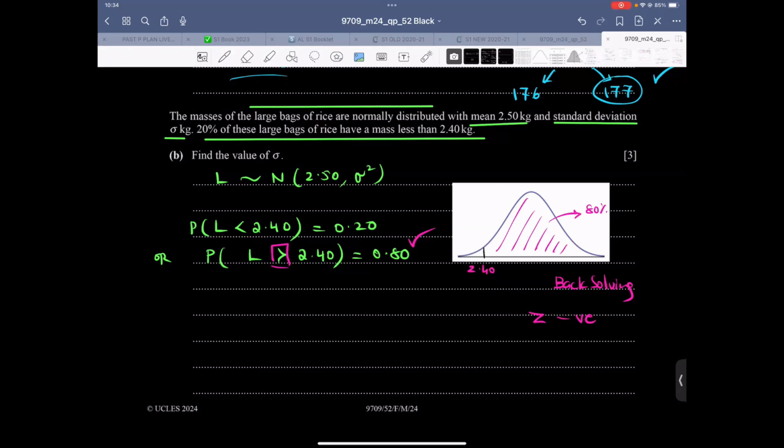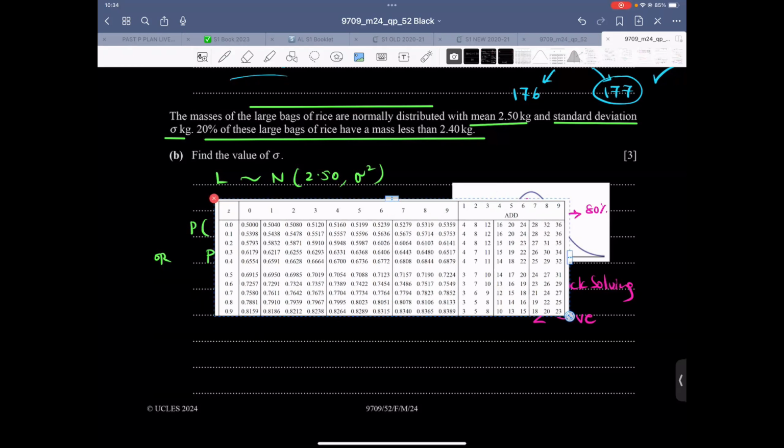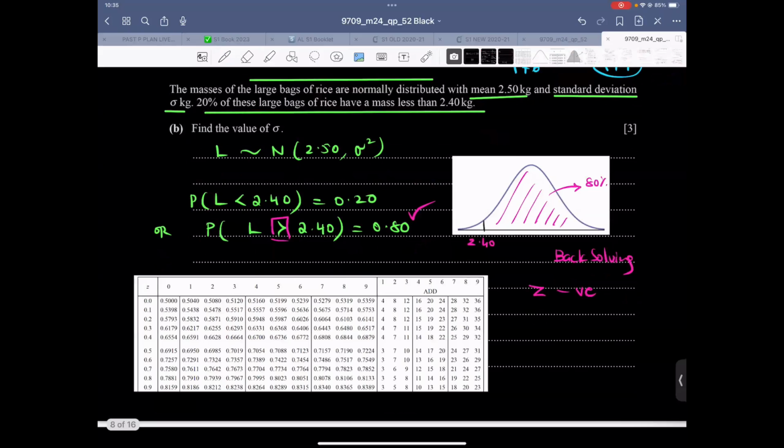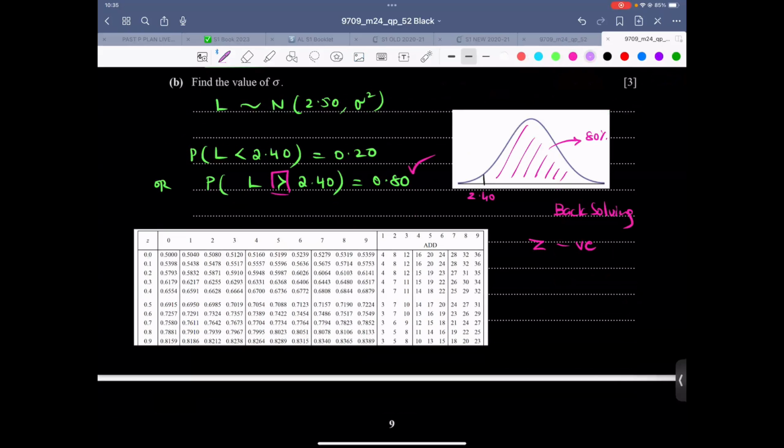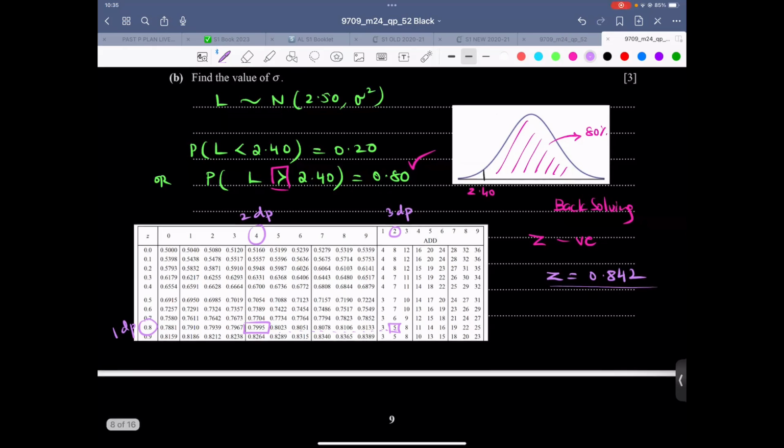So now let me go over here. Let me choose this thing. And let me show you from where I'm getting this number. So now 80%, that is 0.8000. So therefore, let me just focus on this. 80% is 7995. So let me choose this value, 7995. This corresponds to 0.8 and 4. But 5 is missing. So go in this direction till you reach a 5. This 5 lies under 2. So this is 1 dp. This is 2 dp. This is 3 dp. Therefore, the z value is coming out to be 0.842 for 80% probability.